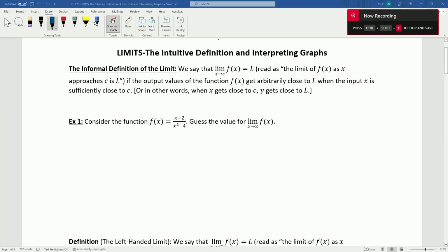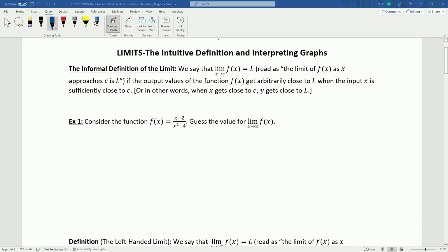Hello everybody, and welcome to our first video on Calculus 1. So, we're going to start with the topic of limits. And for this first lecture video, what we're going to deal with is just the intuitive definition and how to interpret graphs of functions and determine limits from those graphs.